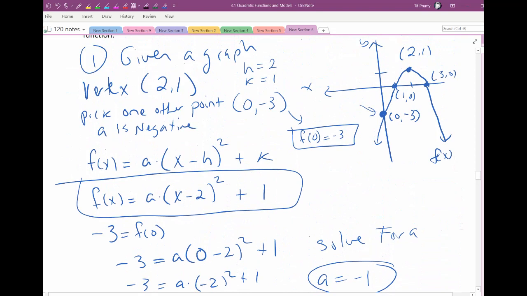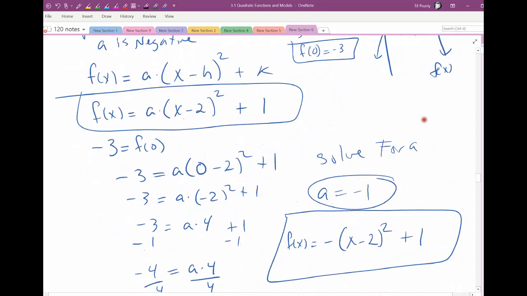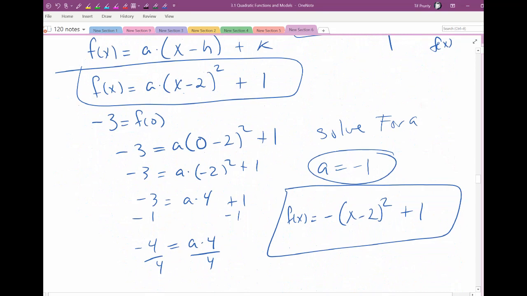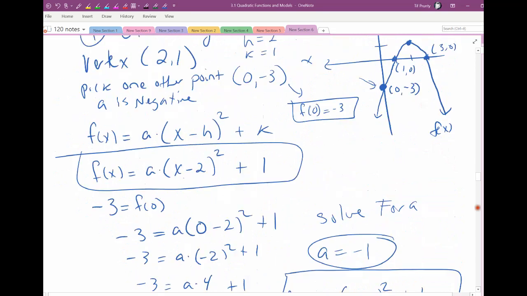If you graphed that function, it should have a vertex at 2, 1. It should have an intercept at 3, 0. And it should have an intercept at 1, 0. Or actually, the 1, 0 is the easiest case.